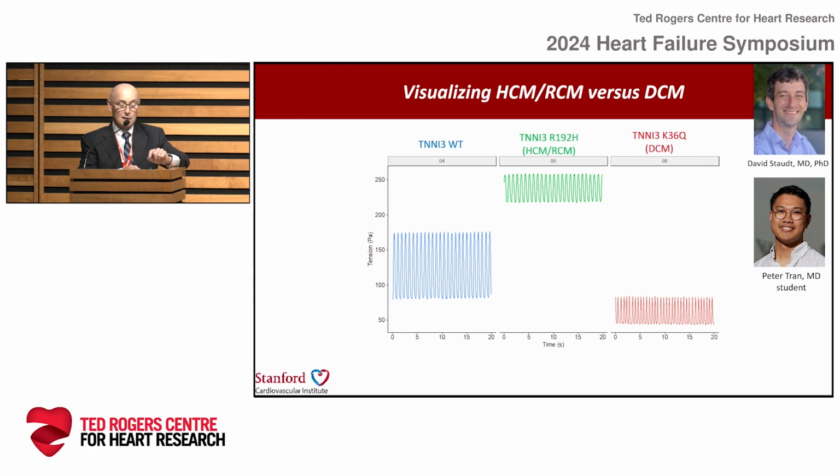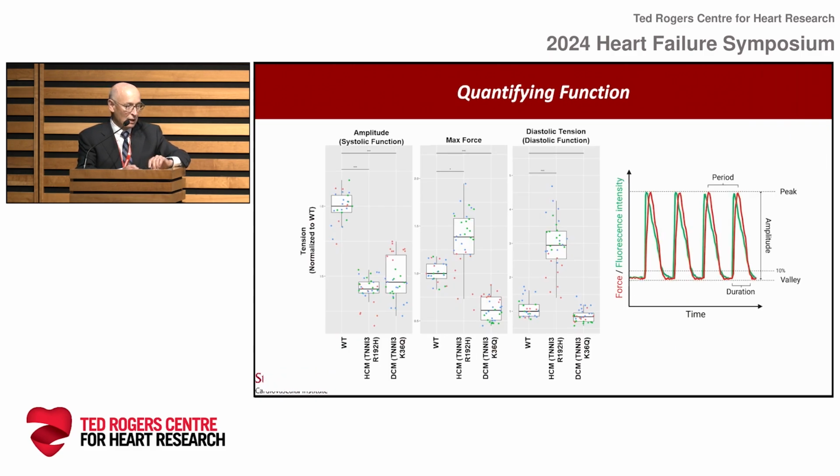And on the opposite, this is dilated myopathy due to another mutation in troponin I3. And here you see basically the systolic function being tanked. The floor is down, but of course the ceiling is way down too. Okay, so armed with this assay, we can now have diastolic dysfunction in a dish. And this is quantification of it, so you can see that there is an increased maximal force and a decreased diastolic in the HCM, RCM variants, and there are decreased forces in the DCM variants.